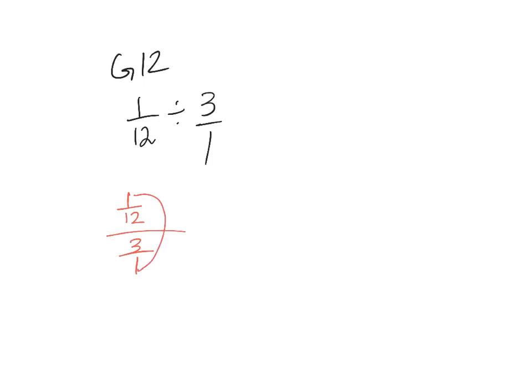Connect the outer numbers, and that's going to be your numerator. 1 times 1 is 1. Connect the inside numbers, and that's going to be your denominator. 12 times 3 is 36. That'll be my answer. Okay? I actually have that on my computer right now, so I'm going to type it. Now let's look at another one.